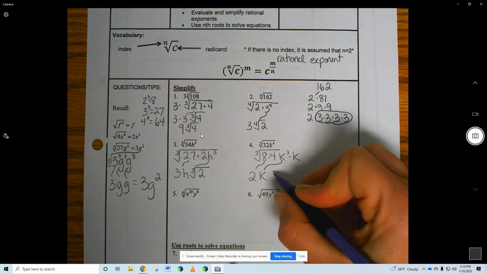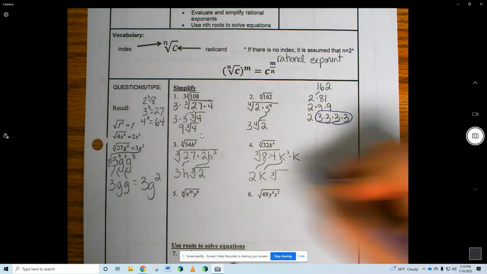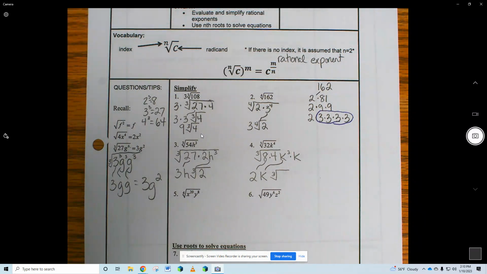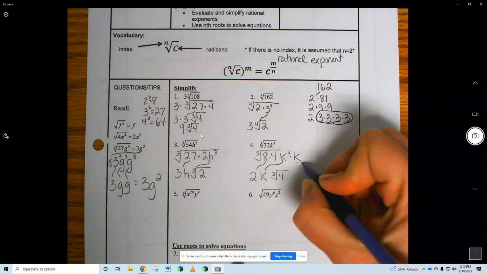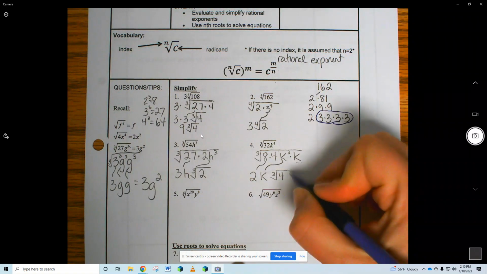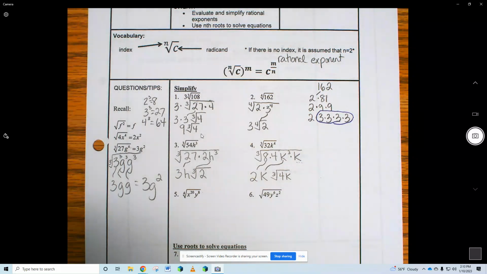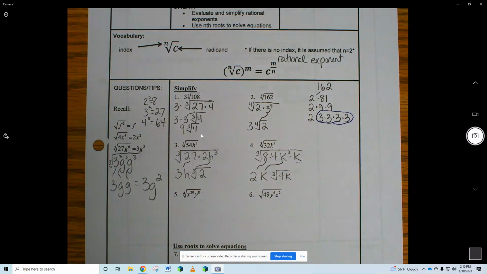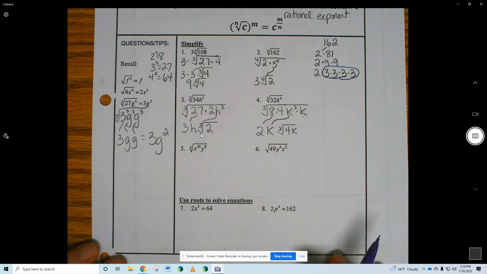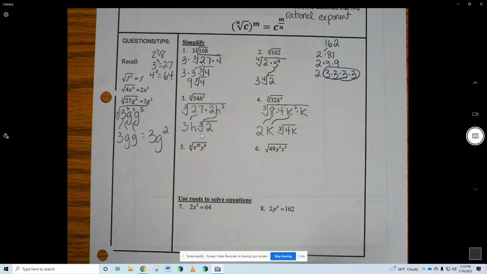All right. 2, cube root of 4, and then a single k is still under. Right? All right, so the rest are just variables.